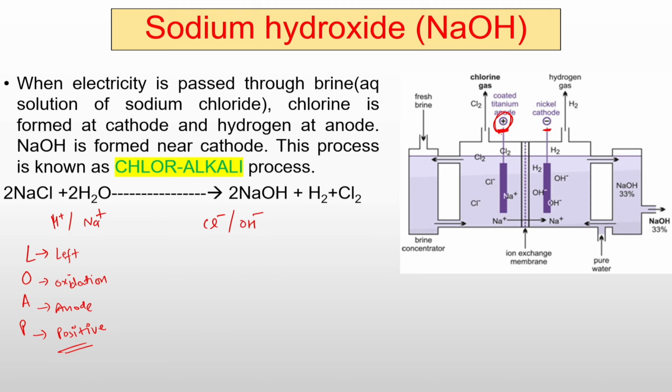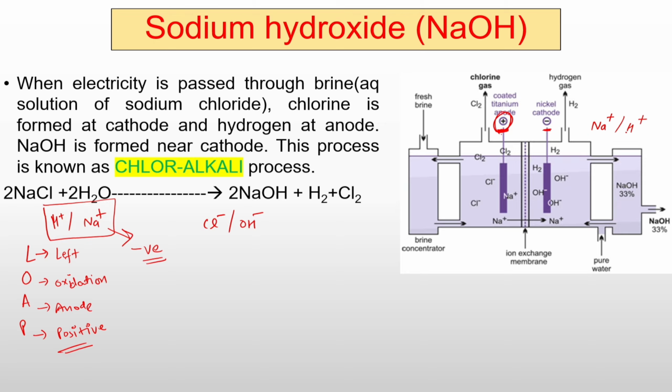Now, since we have H plus and Na plus, these two are cations. Since these two are positively charged, they should migrate towards which terminal? The negative terminal. The negative terminal is on the right side. So you will observe that towards the negative terminal, we have two different types of charges, Na plus and H plus.